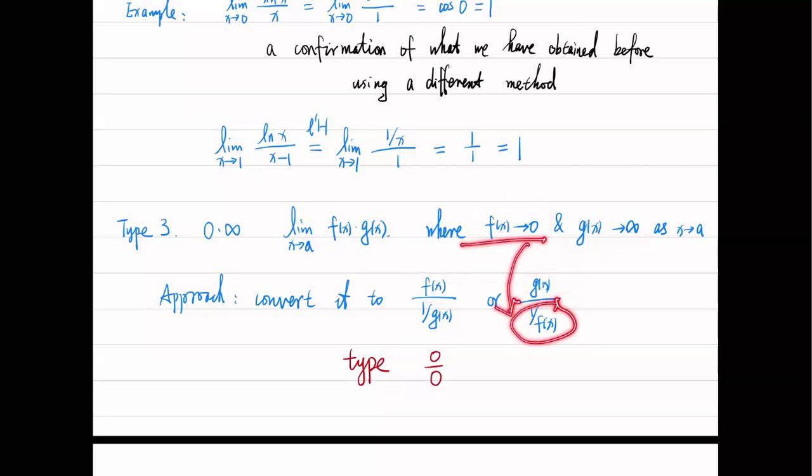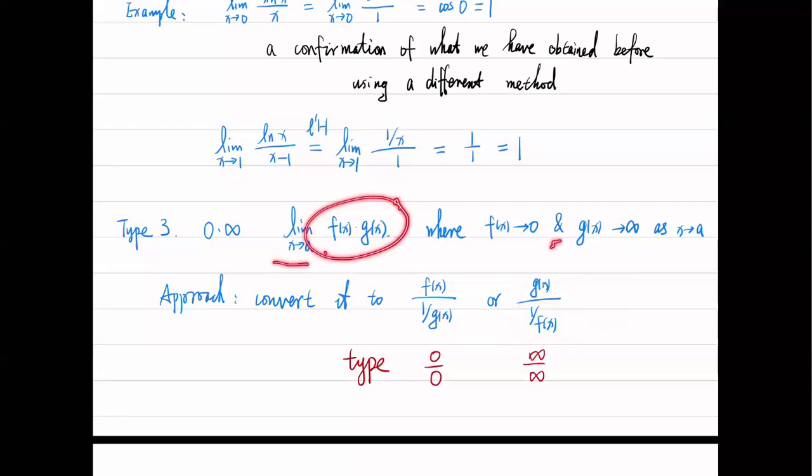It's infinity. This one becomes smaller and smaller, so this whole thing becomes bigger and bigger. Both numerator and denominator go to infinity, so it's the type infinity over infinity. So instead of finding the limit of the product, we cannot plug in. We want to apply the L'Hopital rule.